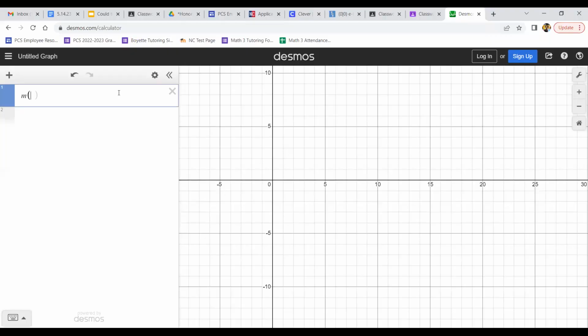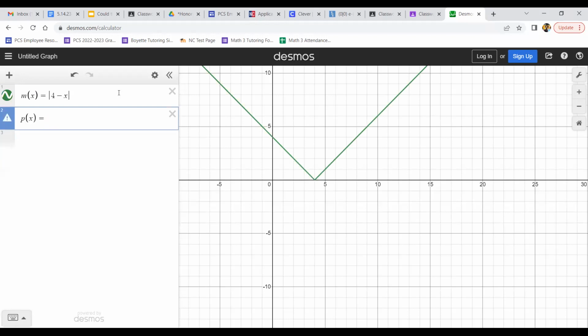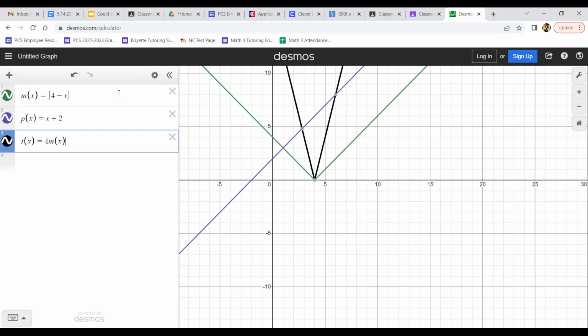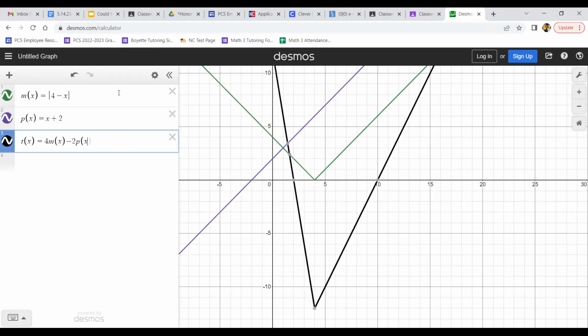So we're going to type in m of x is the first name, and m of x represents absolute value of 4 minus x. The second name is p of x, which represents x plus 2. And the third name is t of x, which represents 4 times m of x minus 2 times p of x.